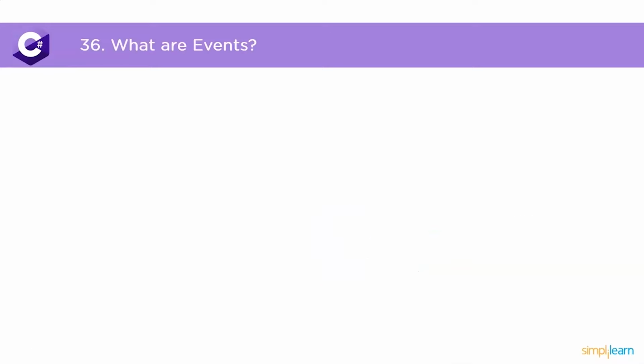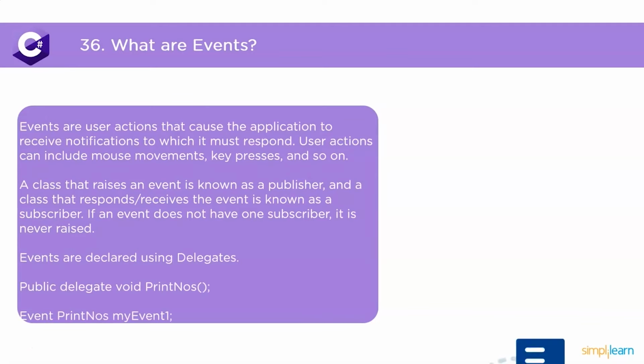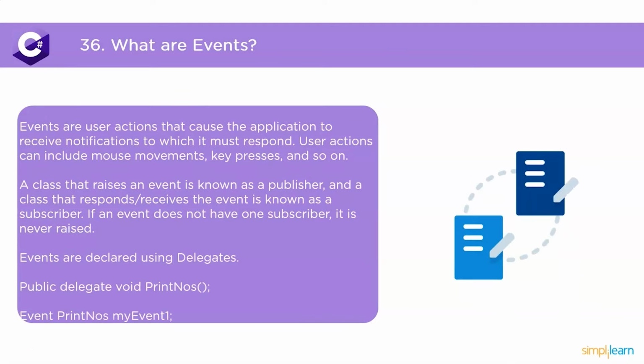The next question is, what are events? Events are user actions that cause the application to receive notifications to which it must respond. User actions can include mouse movements, key presses, and so on. A class that raises an event is known as a publisher, and the class that responds to or receives the event is known as a subscriber. If an event does not have at least one subscriber, it is never raised. Events are declared using delegates. In this example, we have the delegate as printNos and the event named myEvent1.